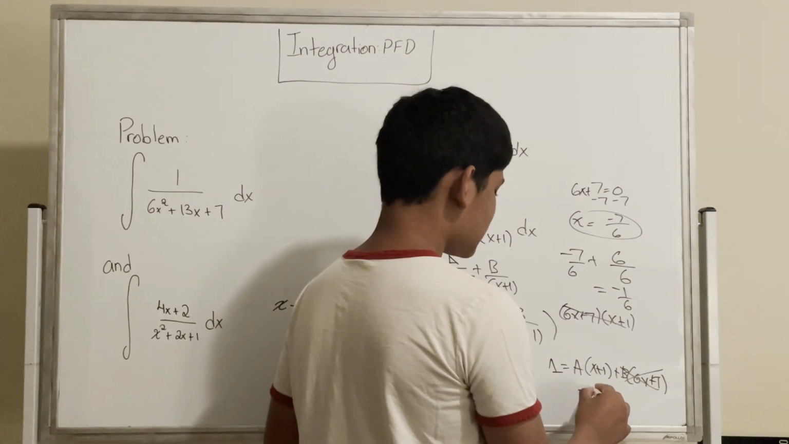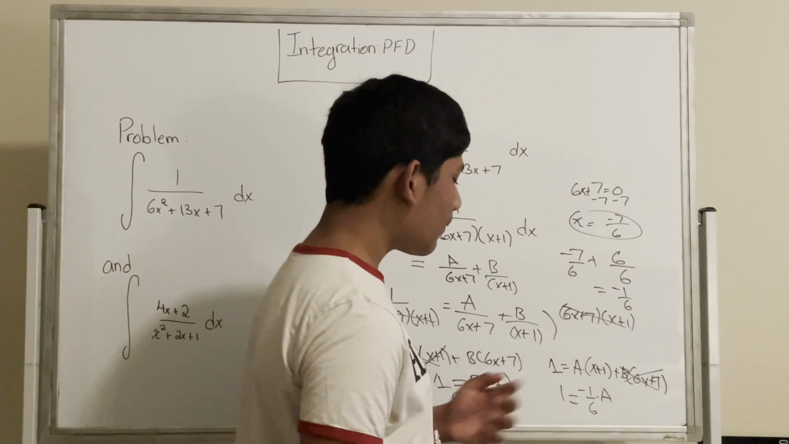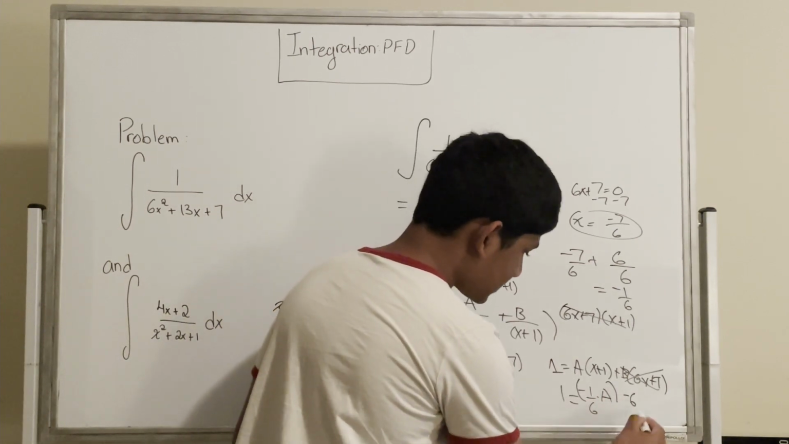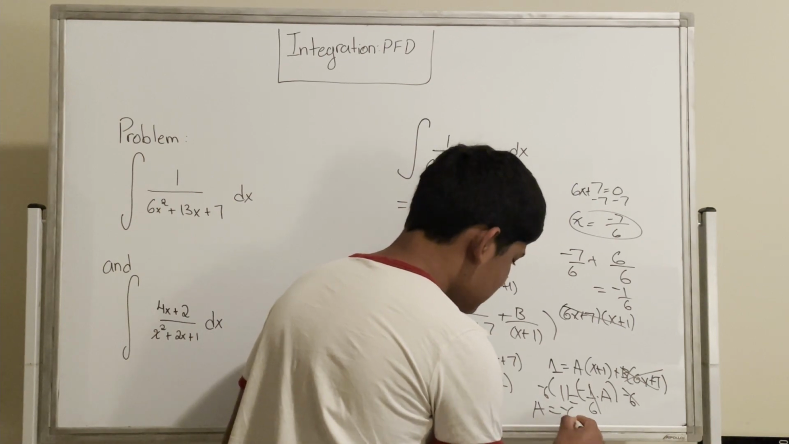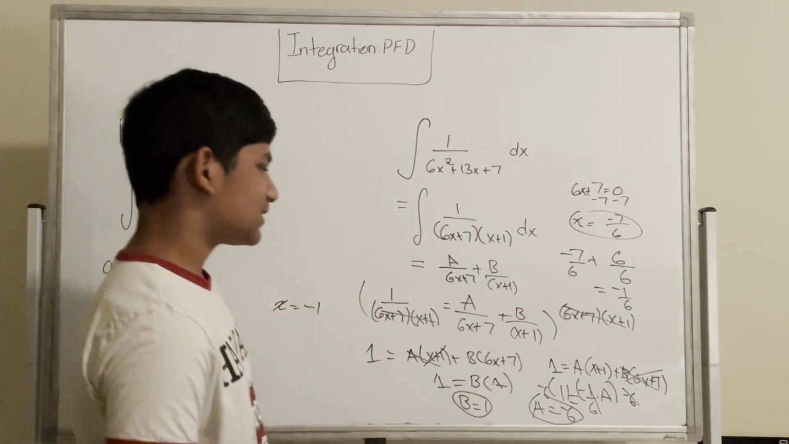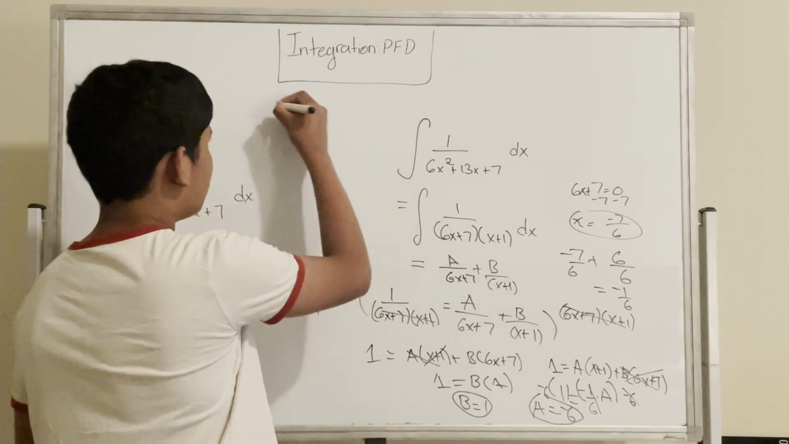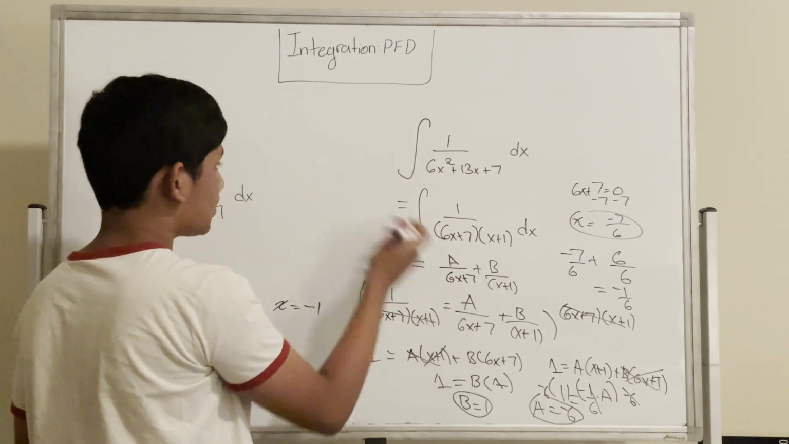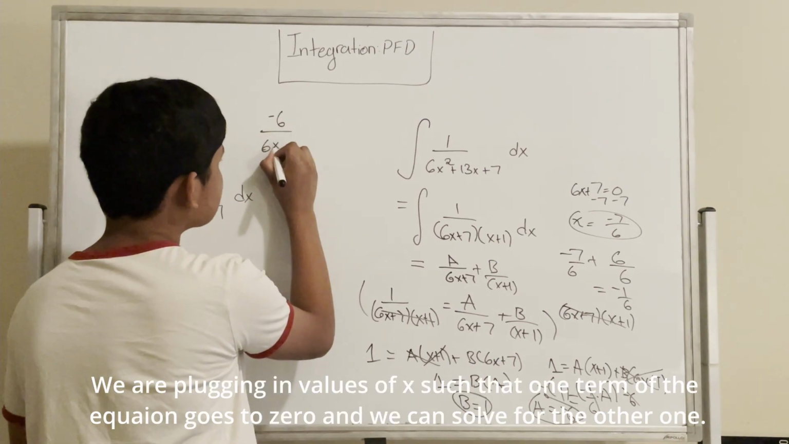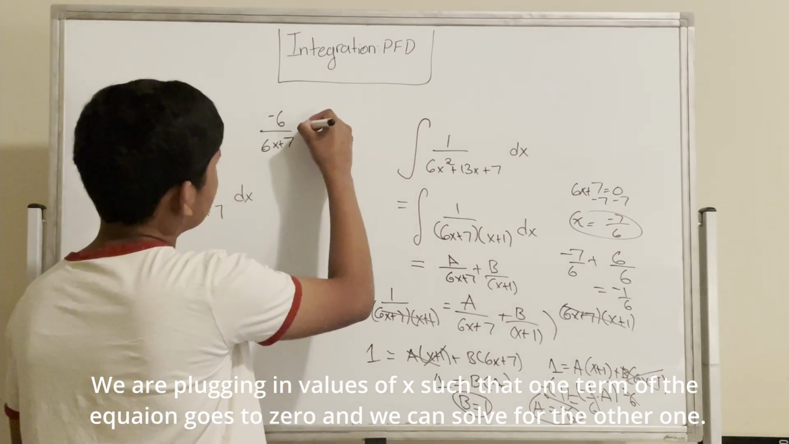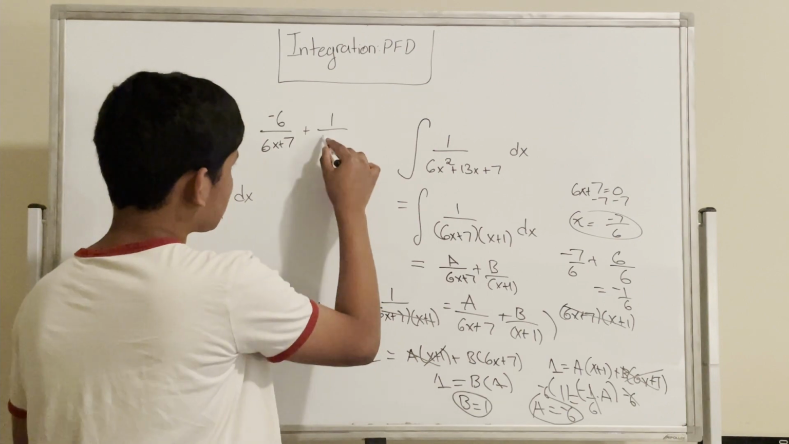Therefore, we get minus 1 over 6. So we got minus 1 over 6 times a equals 1. Now we can multiply by minus 6 to cancel these out, and minus 6. So we got a is equal to minus 6. This is what we got. So we got a is equal to minus 6 and b is equal to 1. So we can rewrite this by substituting minus 6 over x plus 1 and 1 over 6x plus 7.